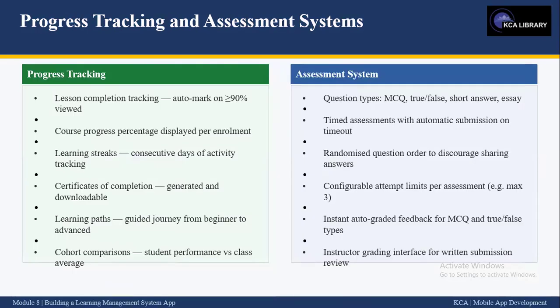Progress tracking and assessments. Progress tracking and assessment are vital for learning engagement. System features should include automatic lesson completion markers, triggered at 90% view time, and visual progress indicators. Your assessment system must be robust, supporting varied question types such as multiple choice and essays, while utilizing randomized question orders to maintain academic integrity. Furthermore, providing instant auto-graded feedback for objective questions significantly improves the learning experience.